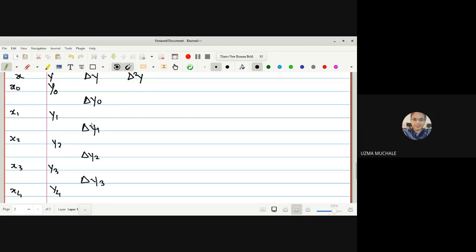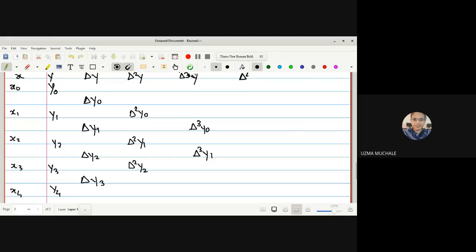Delta square y, the difference between these two is delta square y naught. Next, it is delta square y1. Similarly, here delta square y2. Now let us find out delta cube y. Delta cube y will be the difference between these two. What is the difference between these two? It is nothing but delta cube y naught, and here it is delta cube y1. The difference between these two, y2 minus y1, is delta cube y1.